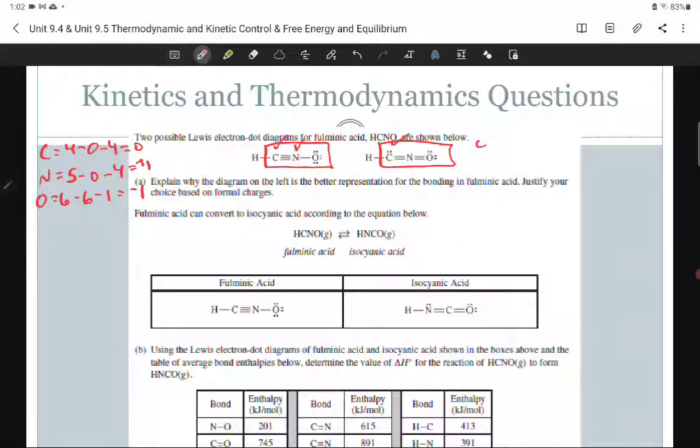So carbon, 4 valence electrons, 2 unshared, and 3, half of the 6 that are shared is 3. That gives you a -1. Nitrogen, 5 minus 0 minus 4 gives you a +1. Oxygen, 6 minus 4 minus 2 is 0.